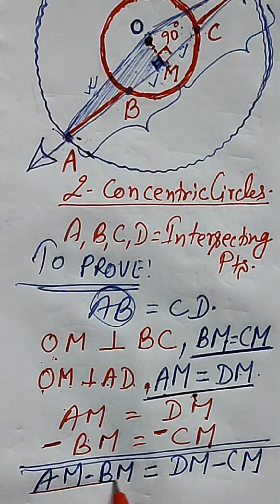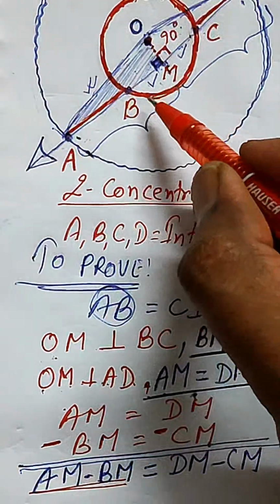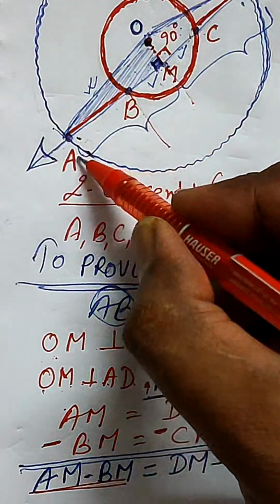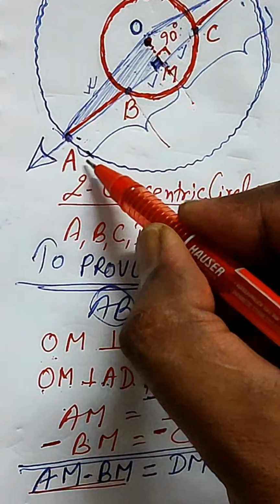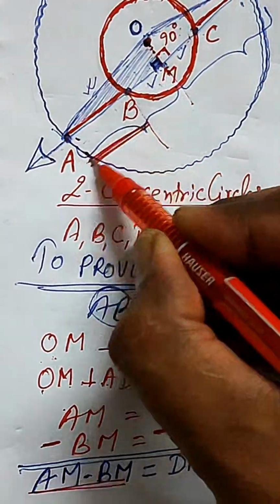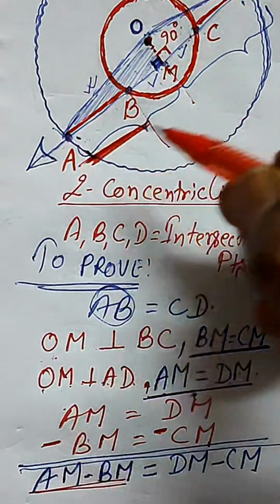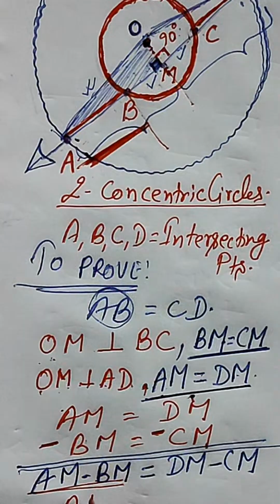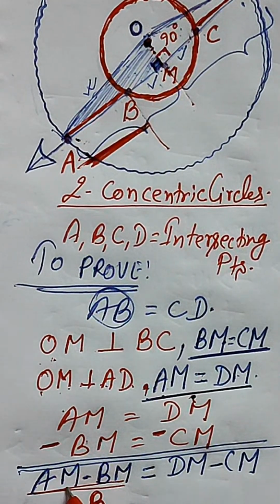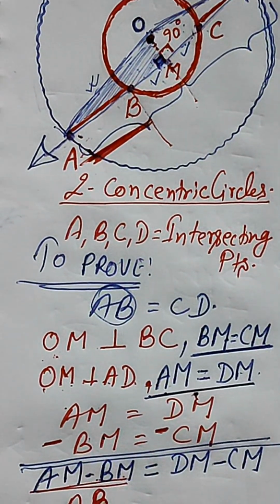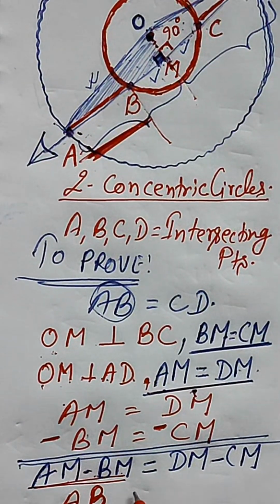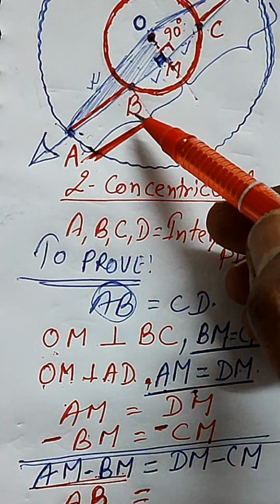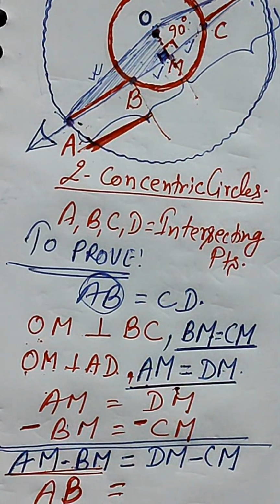Then AM minus BM is this section. You can see this is BM and this is AM. So AM minus BM is this section, that is AB. Then we can write AB in place of AM minus BM. We can write AB. And for DM minus CM, right?